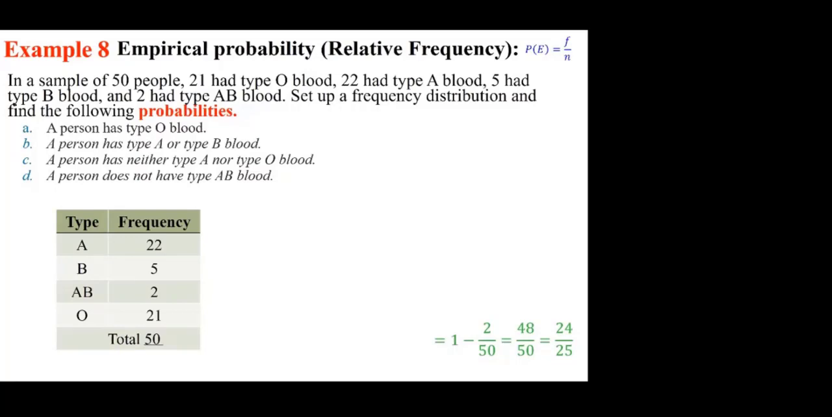But at A, we have 22 of them. B, there are 5. AB is 2. And O is 21, total of 50. So that would be the frequency distribution table.